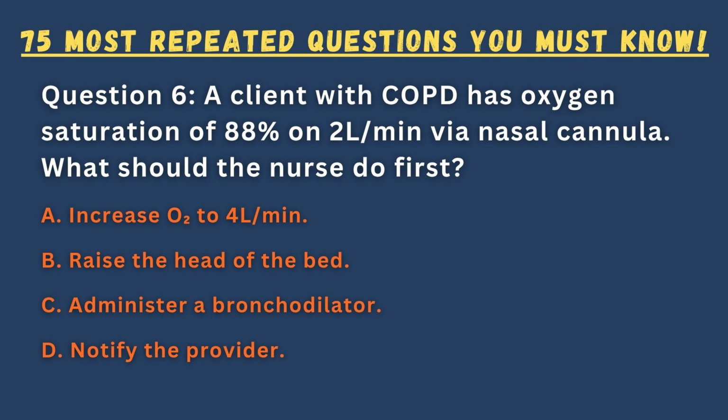Question 6. A client with COPD has oxygen saturation of 88% on 2 liters per minute via nasal cannula. What should the nurse do first? A. Increase O2 to 4 liters per minute. B. Raise the head of the bed. C. Administer a bronchodilator. D. Notify the provider.